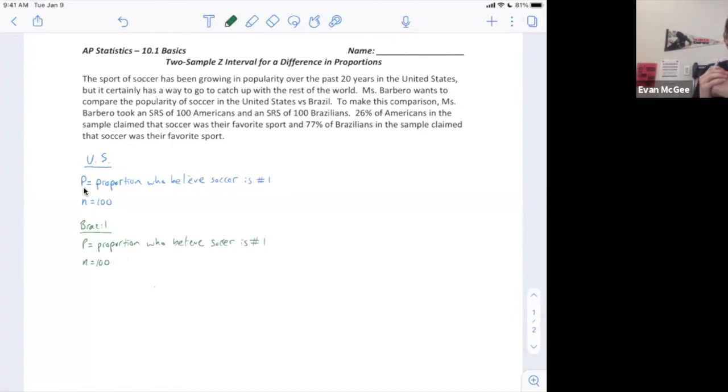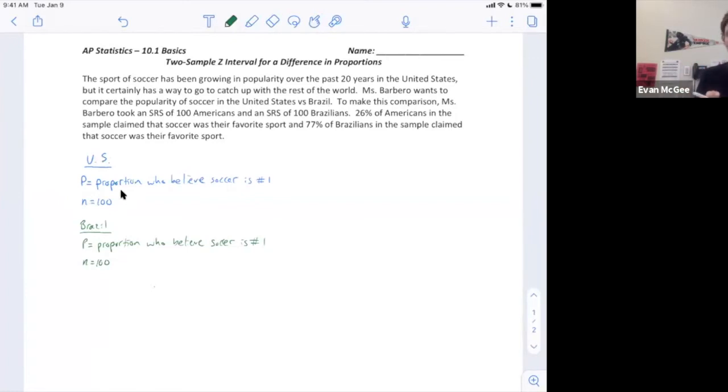And so for us to make this comparison, I want you to think about the sampling distribution for each of these samples. A sampling distribution, as we've learned before, is when we take all possible samples and plot the proportions from all possible samples. In this case, we'd be taking all possible samples of size 100 from the US, and we would plot the proportion who think soccer is the #1 sport. We'd expect it to be somewhere close to 26 because that's what we got previously, but it's not going to be exactly the same each time.